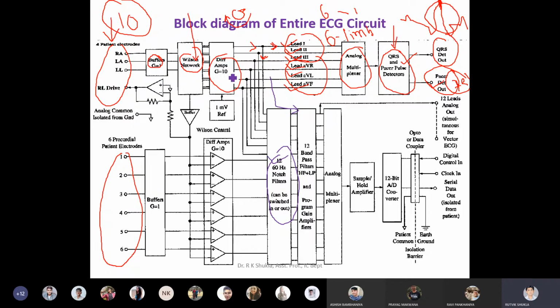Whatever output comes from the differential amplifier, by selecting the gain equal to 10, this is your instrumentation amplifier, or your pre-amplifier. It is present in both places, here and here. Clear? So here these 6 leads are coming from this part, which is your limb leads, and the other 6 leads, which pass through the buffer, go to the differential amplifier with a gain of 10, and then go to this particular block. So 6 leads are chest leads. Okay? So 6 plus 6, total 12. Here they are using a 60 hertz notch filter.